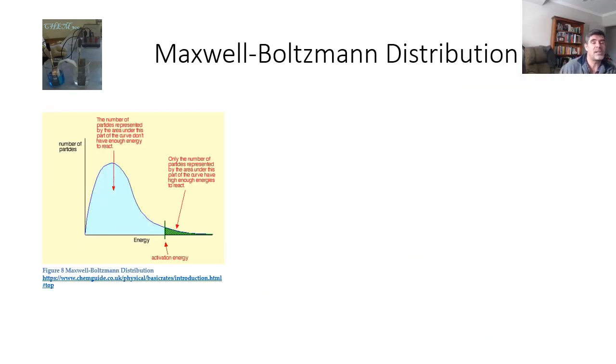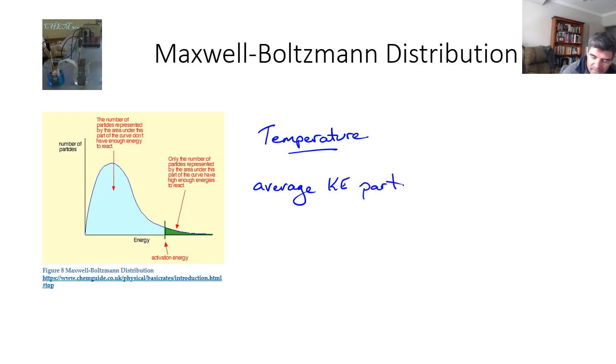Now, one quick word before we leave this, looking specifically at the effects of temperature. We're going to look at temperature in a little more detail in future videos because temperature is a very important factor when we're looking at equilibrium systems. The distribution you can see on the slide is called the Maxwell-Boltzmann distribution. And you can see there's a point where we always talk about the average kinetic energy of the particles.